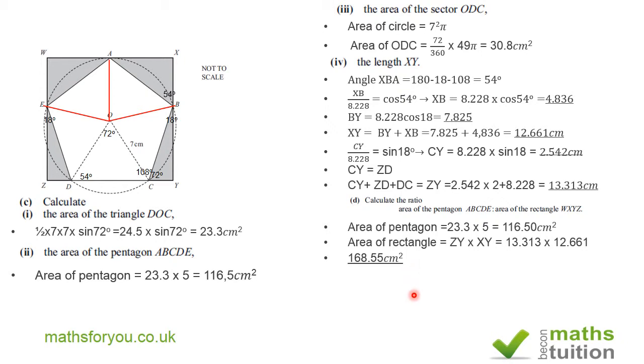And now for the last section, to find the ratio of the area of the pentagon to the area of the rectangle in the form 1 to n, we divide the area of the pentagon by itself, and then divide the area of the rectangle by the area of the pentagon. So we've got 116.50 divided by 116.50, and this will give us 1. If you then divide 168.56 by 116.50, that will give us a value of 1.45. So the answer we require is 1 to 1.45.